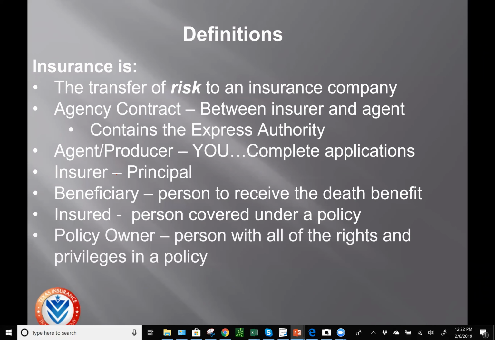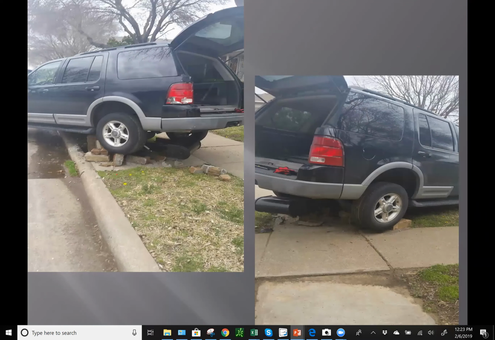All right, so let's go ahead and jump on in here as far as definitions go. First, we need to know what is insurance. The first thing you need to know, insurance is the transfer of risk to an insurance company. The whole reason there is an insurance mechanism is we are transferring the risk of a loss to the insurance company, whether that be like life insurance, health insurance, or possibly even car insurance. So let me show you a quick picture here.